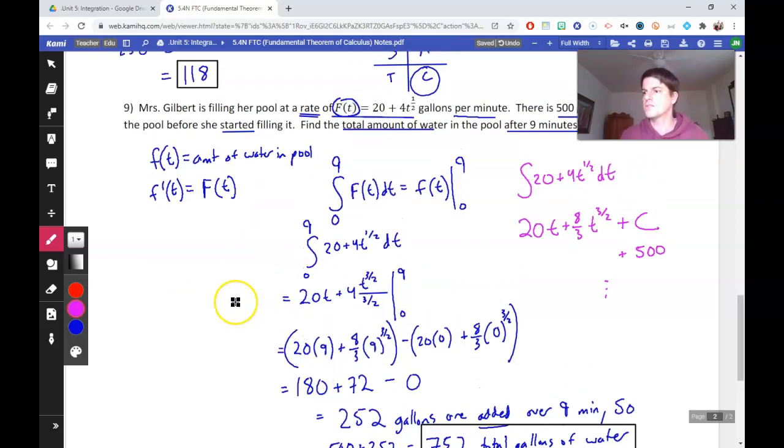So I hope this helps. Hope this makes sense, especially this bit about the accumulation of change, recognizing when you have a rate. And if you have a rate and it asks for the total amount or accumulation, then you need to take the integral of that and take the definite integral.